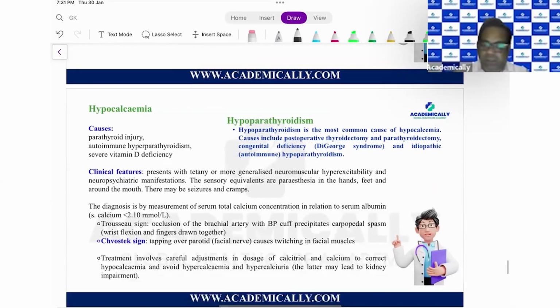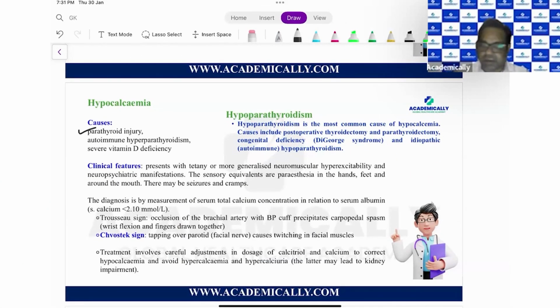So now let us see hypocalcemia. One of the causes could be injury to the parathyroid, severe vitamin D deficiency, autoimmune hypoparathyroidism. The most common cause of hypocalcemia is hypoparathyroidism, which is usually secondary to surgery, post-thyroidectomy or parathyroidectomy. There is a condition called DiGeorge syndrome where there is aplasia. The parathyroid is not developed properly.